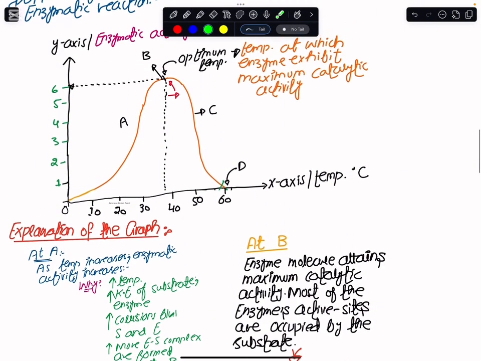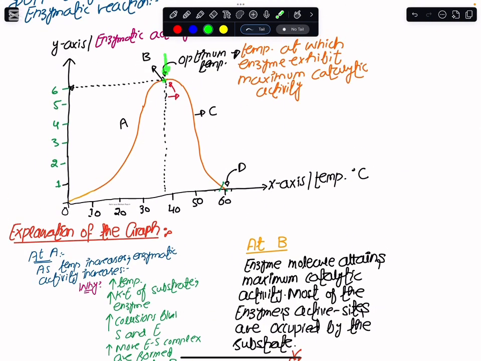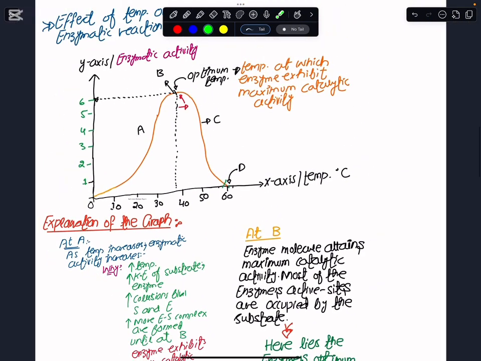And if you have to explain point B, the description you have to know is that at B, the enzyme molecules attain their maximum catalytic activity. Here, most of the enzymes' active sites, like many of the enzymes that we have, would be occupied by the substrate. So here we have attained the maximum catalytic activity.